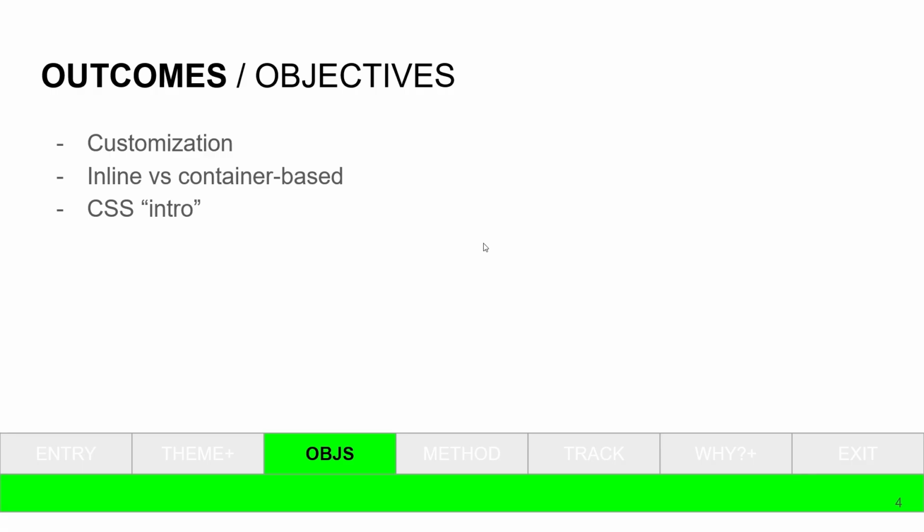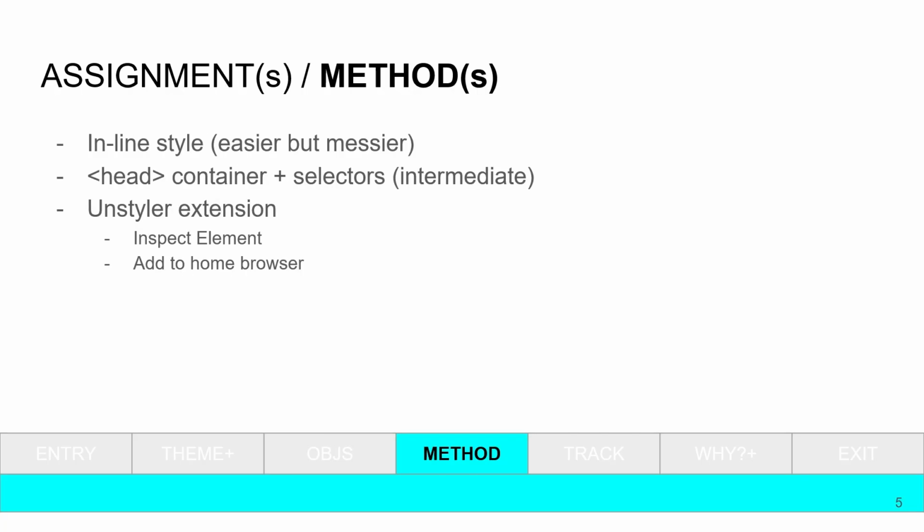There are 2 methods. There's inline styling, which is easier but gets messier. It's not a bad thing. It's just something to be aware of. And then there is a head container plus selectors, which is the intermediate version we'll get to a little bit later. For now, we'll mostly focus on inline style. And if you ever watch 4th period's video, we focus very heavily on inline style.